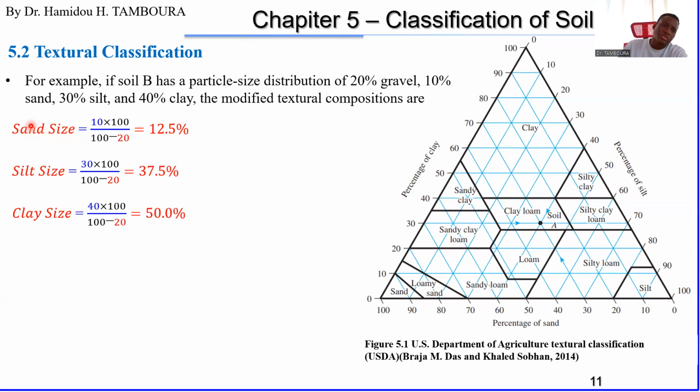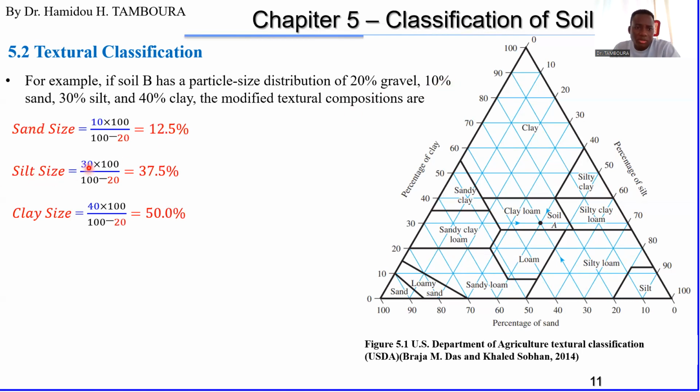the modified percentage of sand should be, you take the percentage of sand here, it's 10%, right? 10 multiplied by 100, and you divide by 100 minus the percentage of gravel, 20. Okay, you see the percentage of sand here, and the percentage of gravel, because here will always be the percentage of gravel. So we obtain the corrected percentage of sand will be 12% instead of 10.